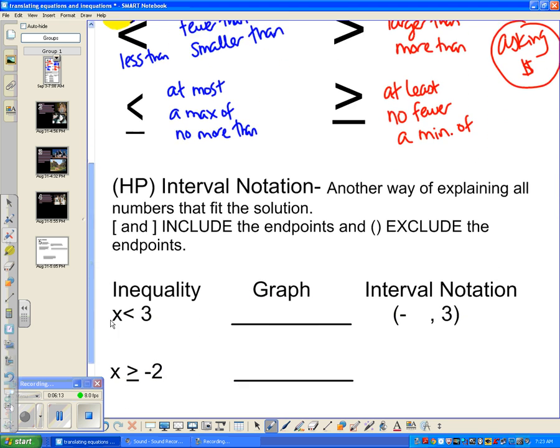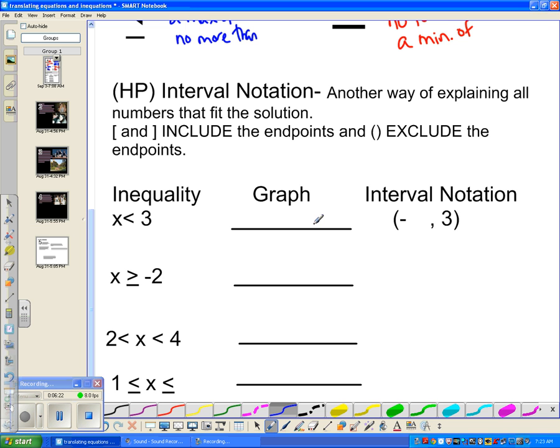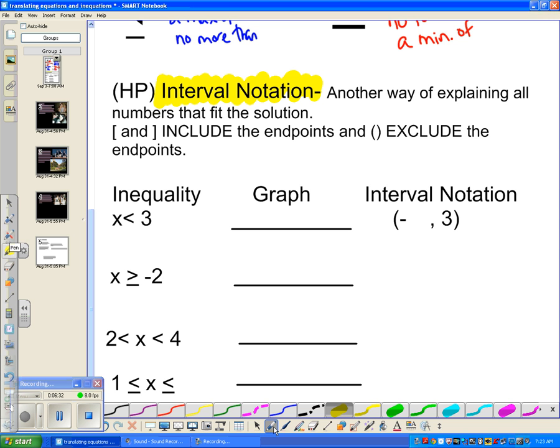We're going to also talk about interval notation. So we're going to be looking at inequalities again today, like I said. And I want to show you just a different way of writing them. That different way of writing it is in interval notation. So other than using the greater than or less than sign, we can use interval notation. And you use this in other classes like your pre-calc and your calculus classes.